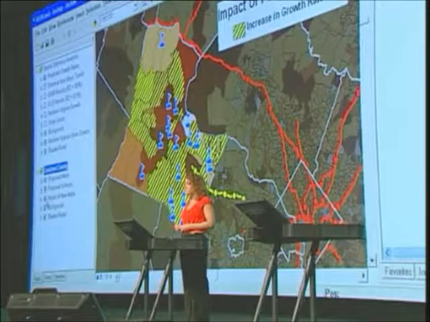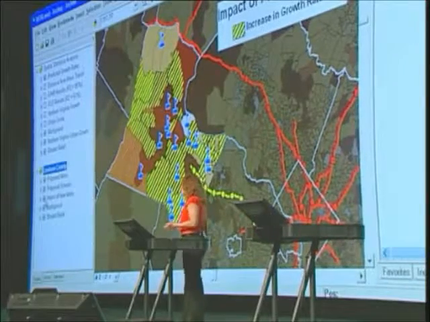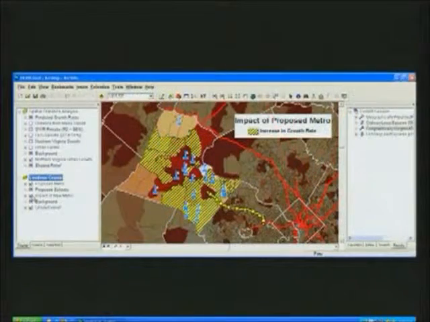We hope that this demonstration has shown you how our advances in spatial statistics in ArcGIS 9.3 can help you understand and predict complex spatial phenomena and make better decisions.